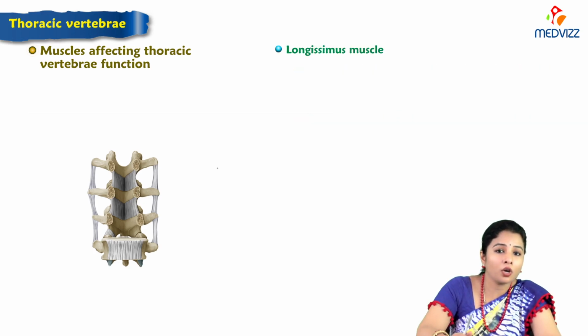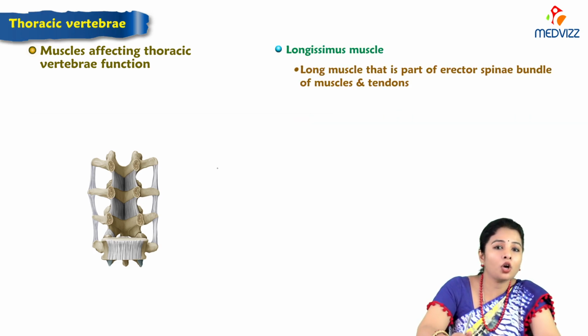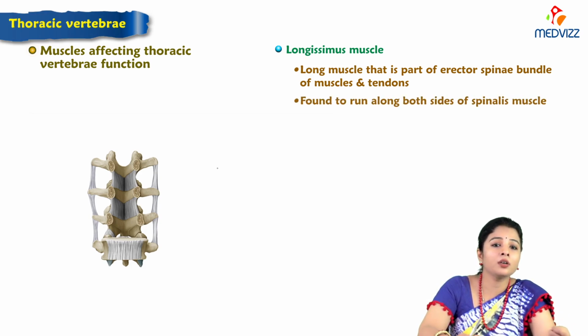The next muscle is the longissimus muscle. This is a long muscle lateral to the semispinalis and it travels upwards along the spine from the middle of the lumbar spine and is found to run along both sides of the spinalis muscle.